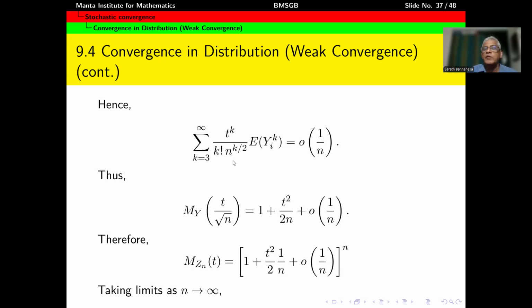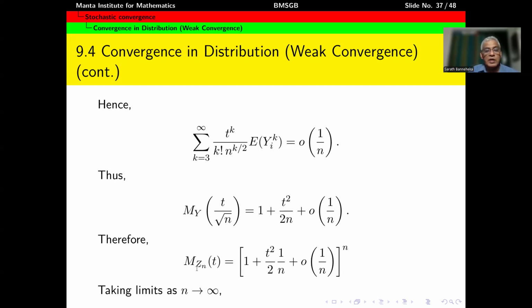Right. 1 over n to the power k over 2 is also a little o within bracket 1 over n. This whole thing is therefore like a sum of some constant times little o 1 over n terms. That's again going to be a little o 1 over n term because that term is going to go to 0 faster than 1 over n. So therefore, we can finally write down M_Zn(t) over root n as 1 plus t squared over 2n plus this term which goes to 0 very fast as n goes to infinity, right?